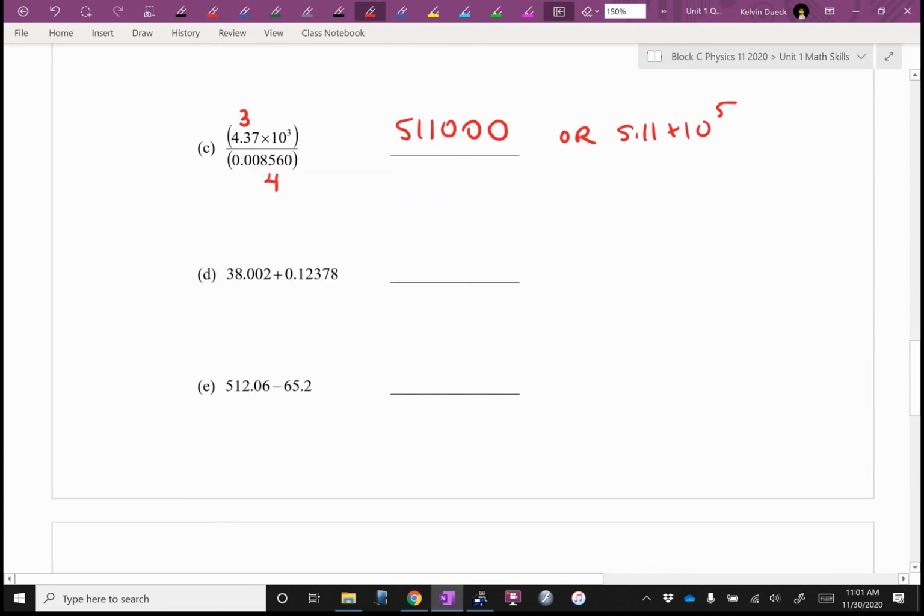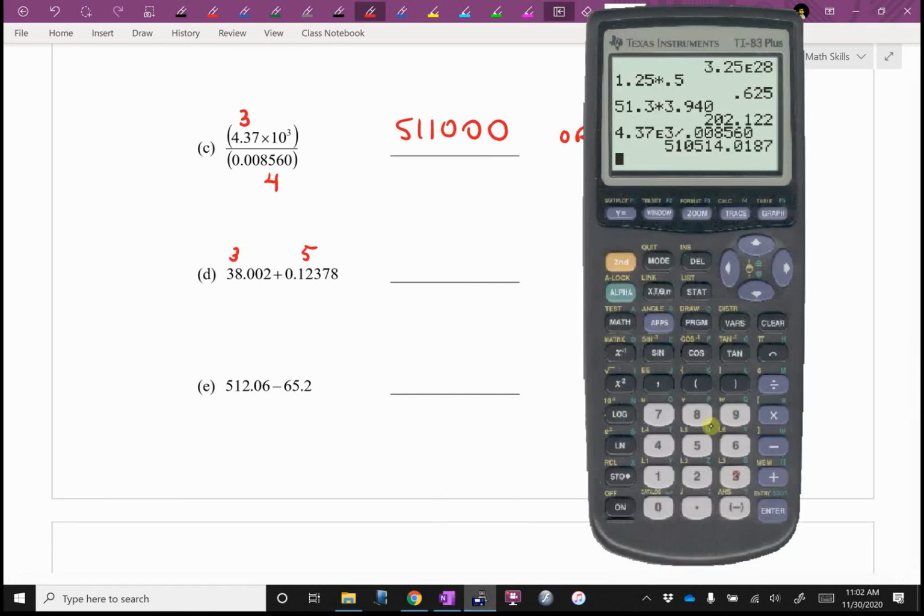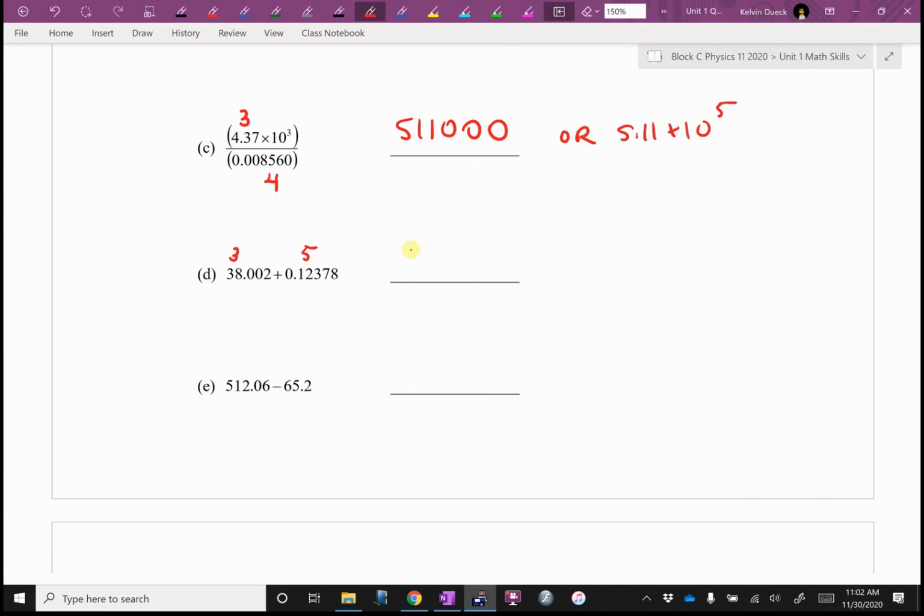Adding and subtracting. Different rule. 3 decimal places, 5 decimal places. I'm going to round to 3 decimal places. The digit in the third decimal place is the 5. Is that 5 going to stay a 5 or become a 6? So 38.126.